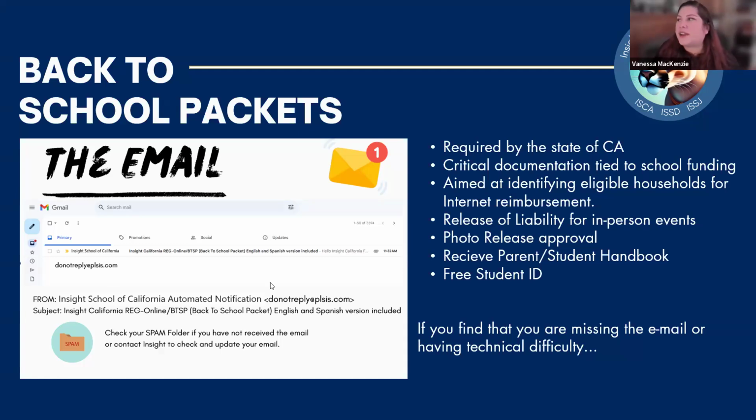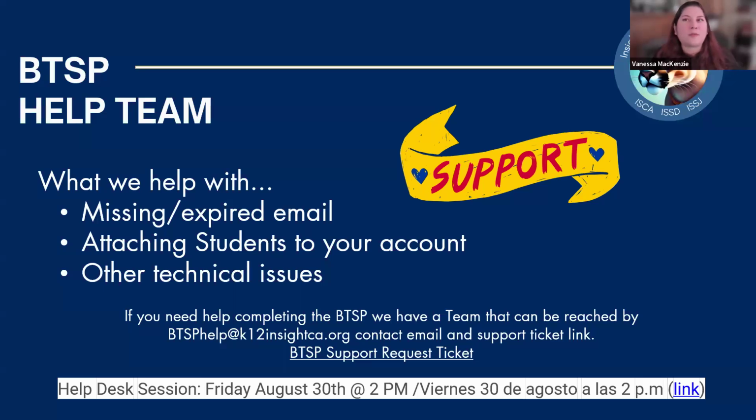But if you're still not finding the email, or you're having difficulty with the back to school packet, know that we now have a back to school packet help team. What we help you with is that missing or expired email. You can let us know and we can instantly resend it to you. We can also help with attaching your student to your account if your student is missing, or you have multiple students in it for some reason, or when you're typing in their student ID and their last name, they are not populating. We can help fix that, and any other technical issues.